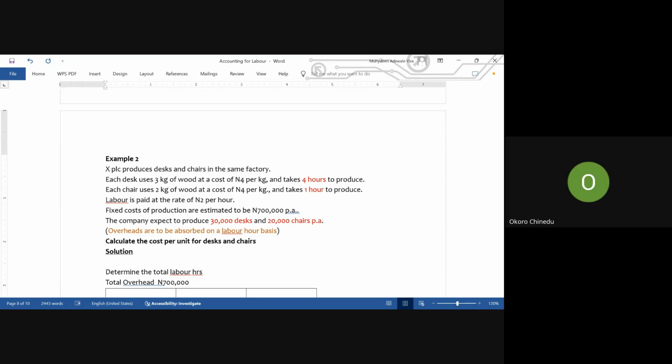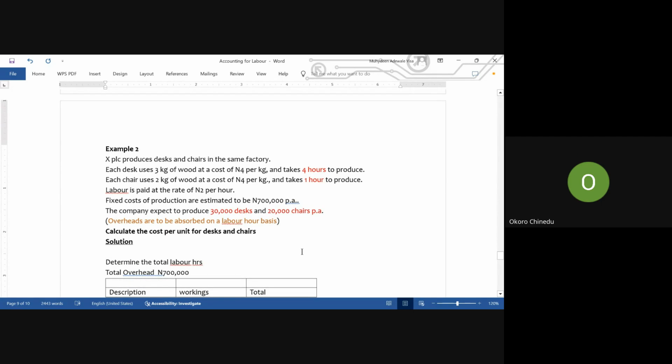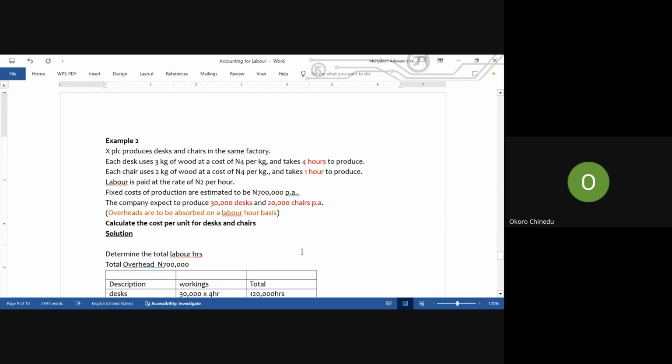Okay, so we used for the desk, the company expects us to produce 30 desks. So we multiply this 30 times 4 kg in order to get the labor cost for the desk, and then we did the same to get the total labor cost. That is very fine. Okay.